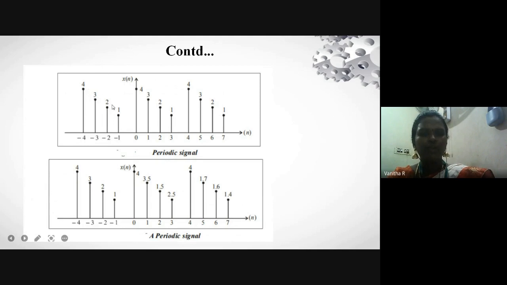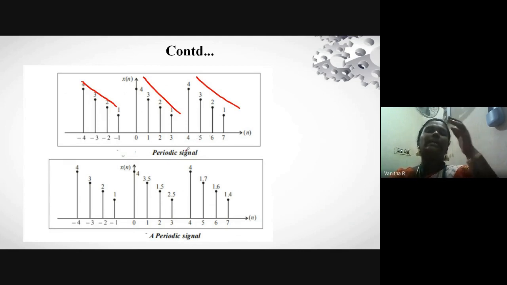So 4, 3, 2, 1. And see the next cycle: 4, 3, 2, 1 as output. Once again, 4, 3, 2, 1. So the output pattern is a repeating one, and then I can say it is periodic. The amplitude is repeating. x of n is repeating at equal intervals of time.